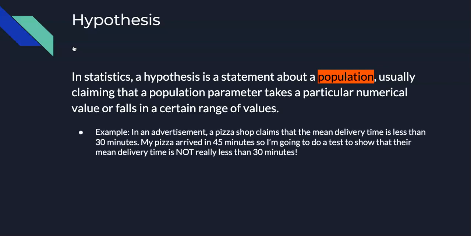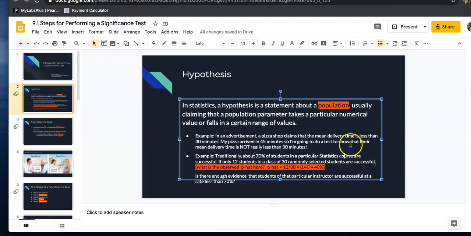So, for example, in an advertisement, a pizza shop claims that the mean delivery time is less than, well, it would be nice to just say the mean delivery time is, I'll change that, 30 minutes. I'll say that.